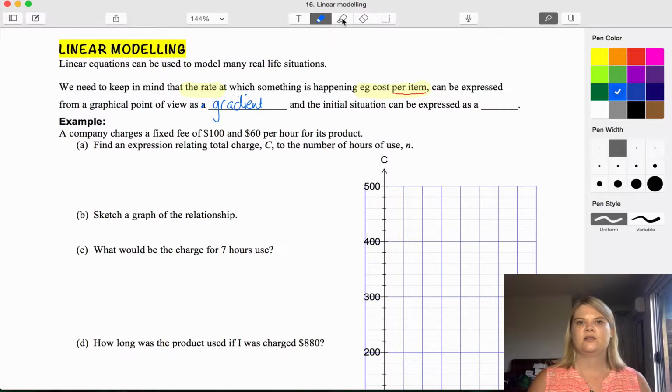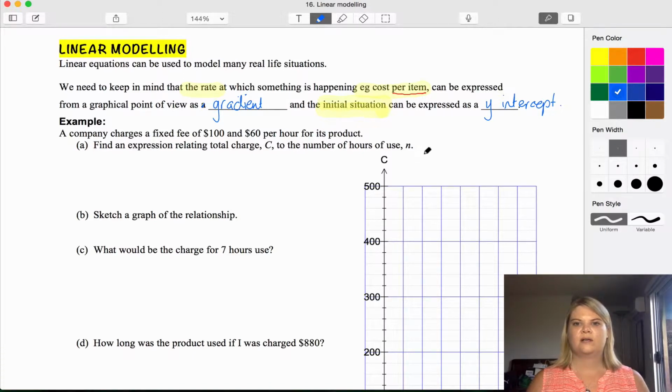And the initial situation, whatever happened at t equals 0 or right when you started the model, can be expressed as the y-intercept. Okay, let's look at some examples.